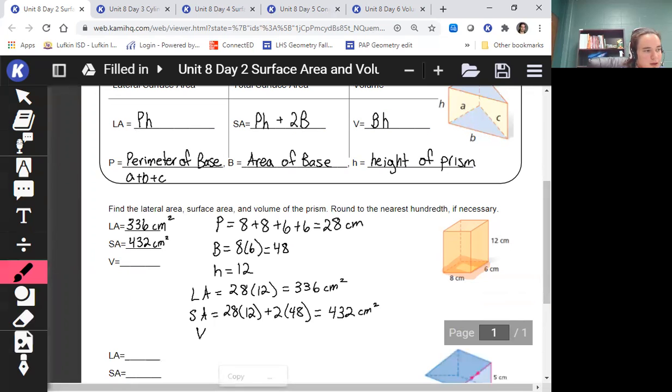And then we're looking at volume. Volume is the area of our base times our height. So we have our area of our base, 48, times our height, which is 12. So we've got 48 times 12, which is 576 centimeters cubed. Notice that for volume, our unit changed to centimeters cubed. Both of our areas were centimeters squared.